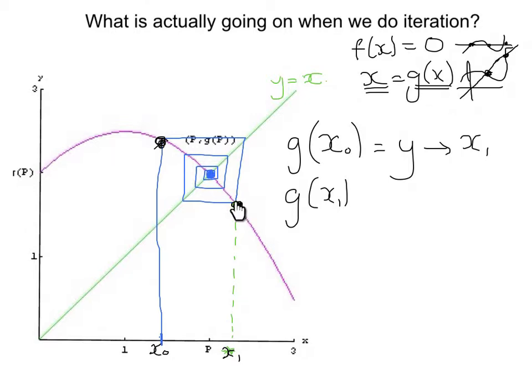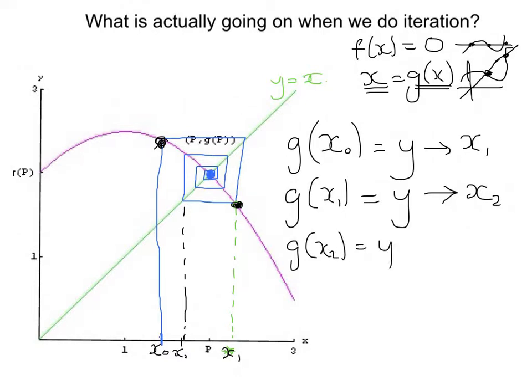Then what do we do? We go to the y-axis, and we use the line y equals x to bounce it down to being a new x, x2. So g of x1 is a y value, which we then convert into being an x value. So this is now here. We do g of our x2 and get out a y value.